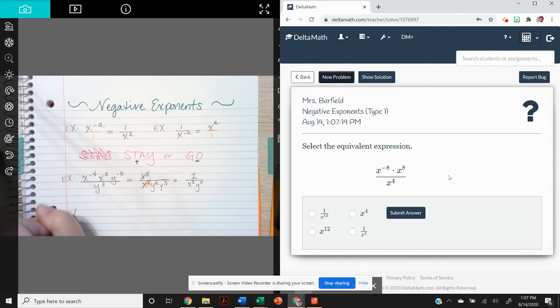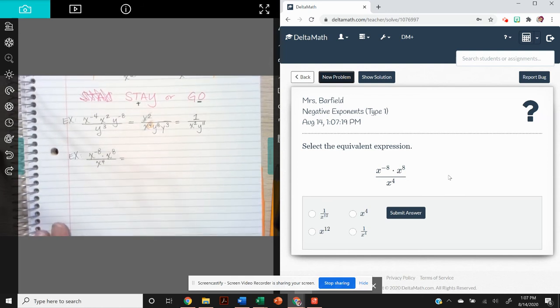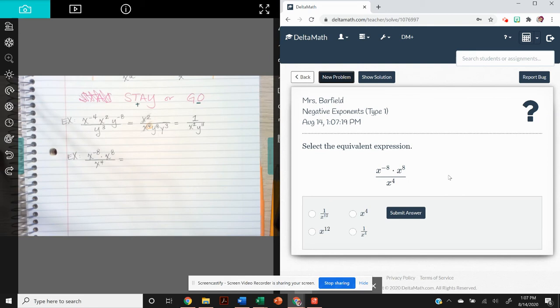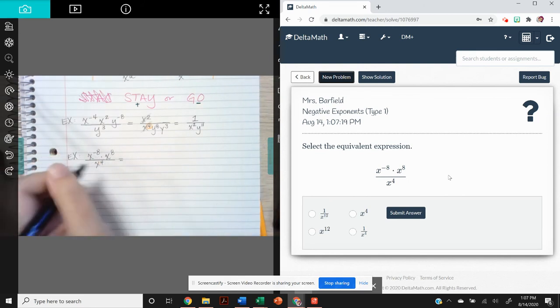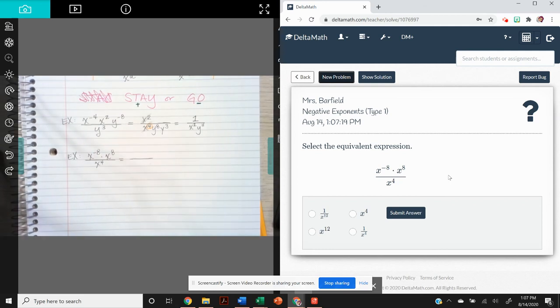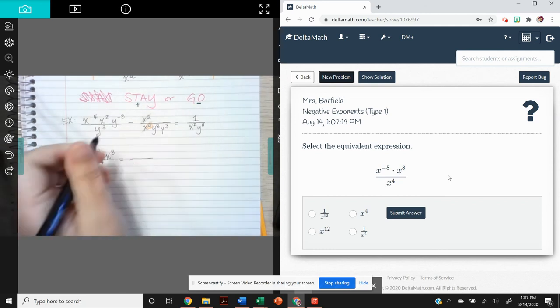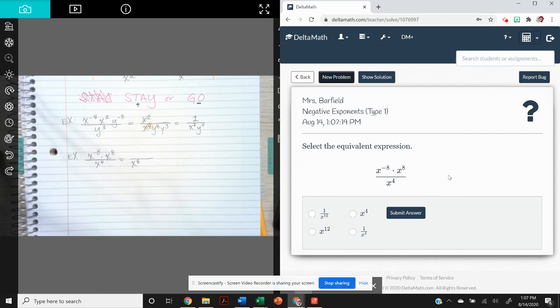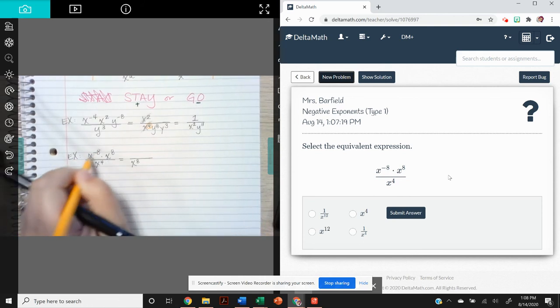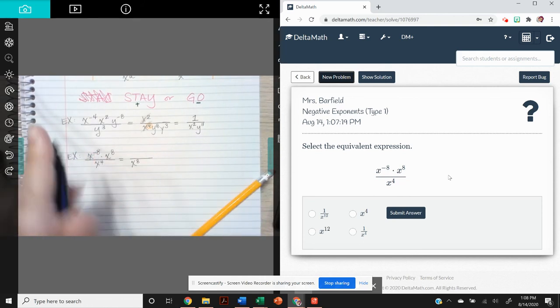All right. So x to the negative 8 times x to the 8 over x to the fourth. Okay? All right. So stay or go. All of these problems start with do I stay, do I go? Okay? All right. So x to the negative 8. There's my fraction bar. It goes. So it's going to go to the bottom, and it's going to become x to the 8th. All right, so that one's gone. So if you want to take your pencil, say, okay, I've taken care of that one.